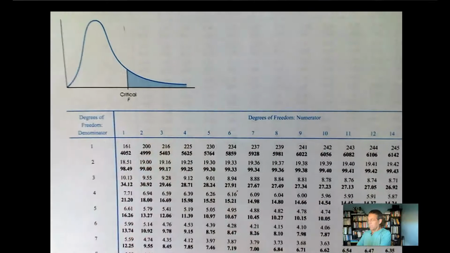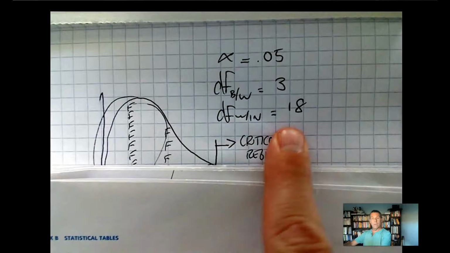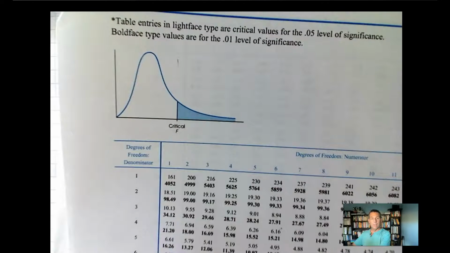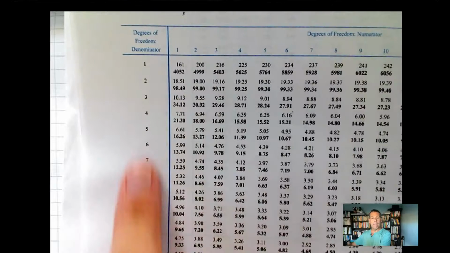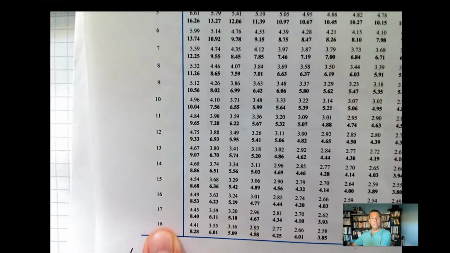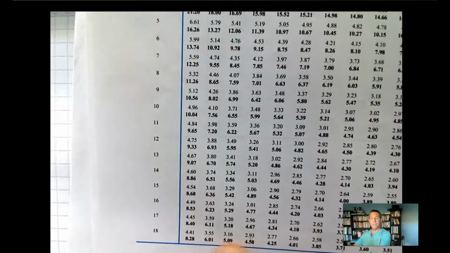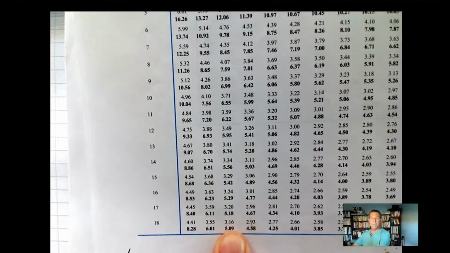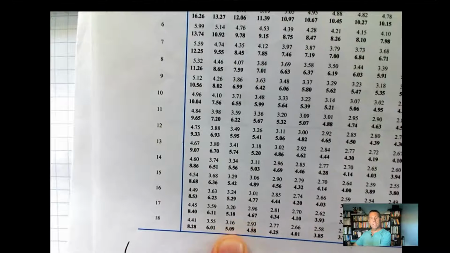Now, degrees of freedom denominator is our degrees of freedom within, which is 18. So we can again go to degrees of freedom denominator and find 18. And there it is at the very bottom. And then we go across to that third column over, because that was our degrees of freedom between of 3. And we see 2 numbers. We see a 3.16 and a 5.09.